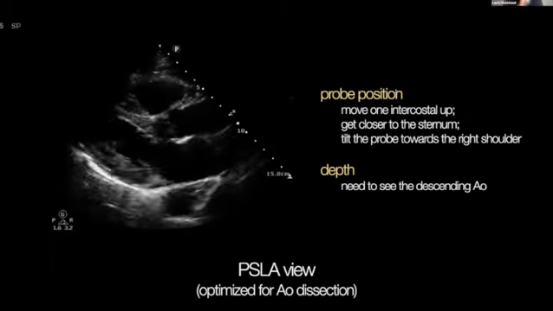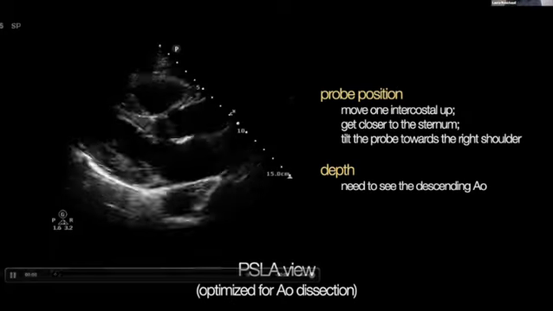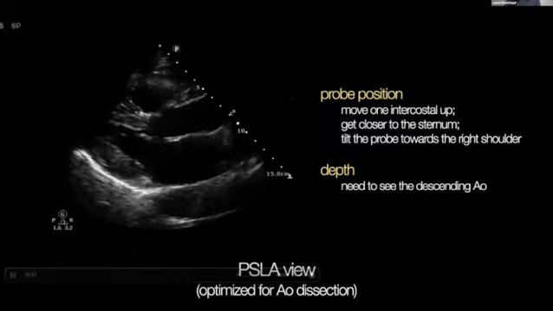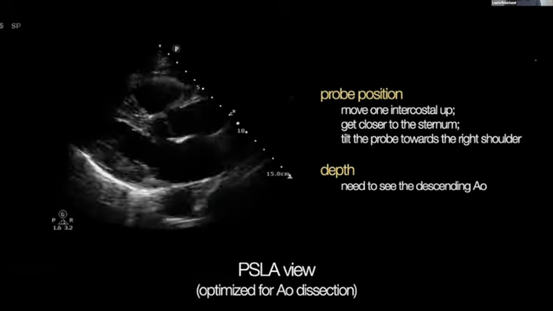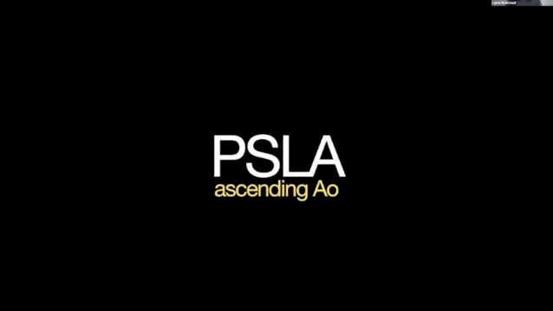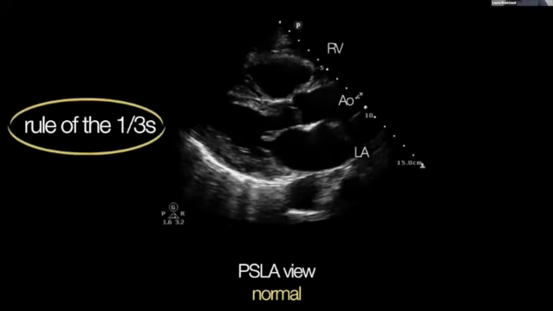The other thing is, never forget to put enough depth. You really want to make sure that you see your descending aorta. So this is the optimized view for aortic dissection of the parasternal long axis. Excellent. Now that we have this optimized view, what do we look at? We're going to really be looking at the ascending aorta, the pericardium, and the descending aorta. Let's go into detail in each of them. So what are we looking at for the ascending aorta? The first thing is, remember the rule of the thirds.